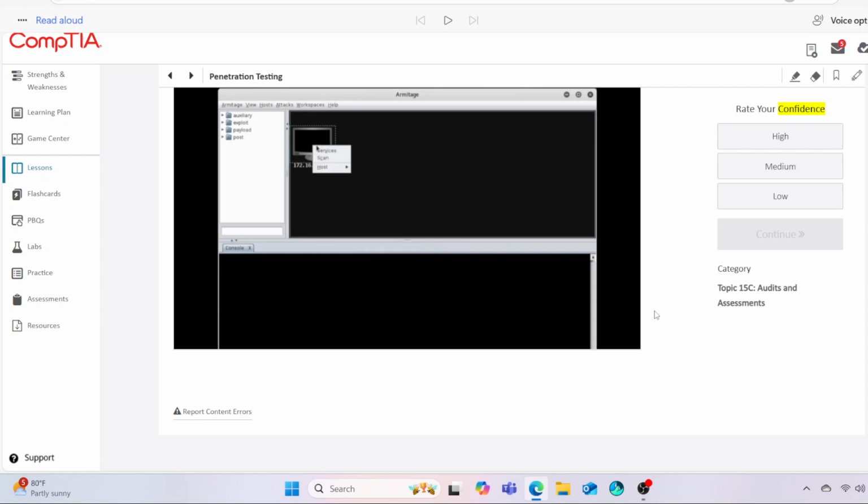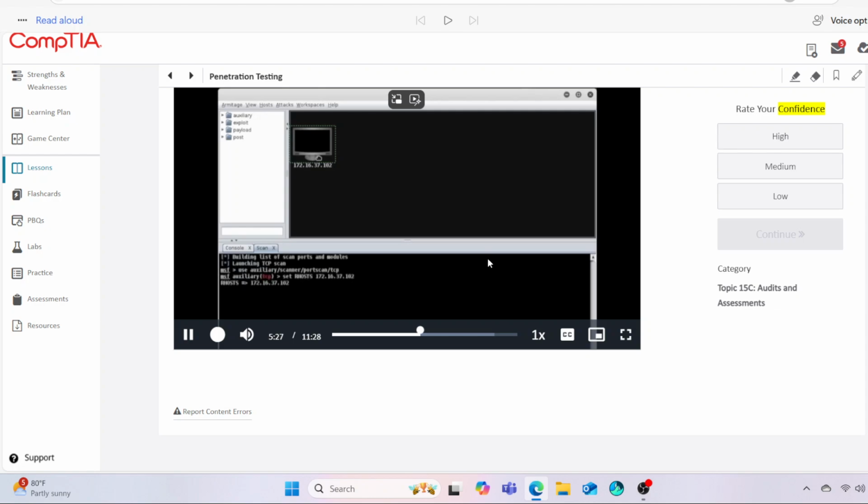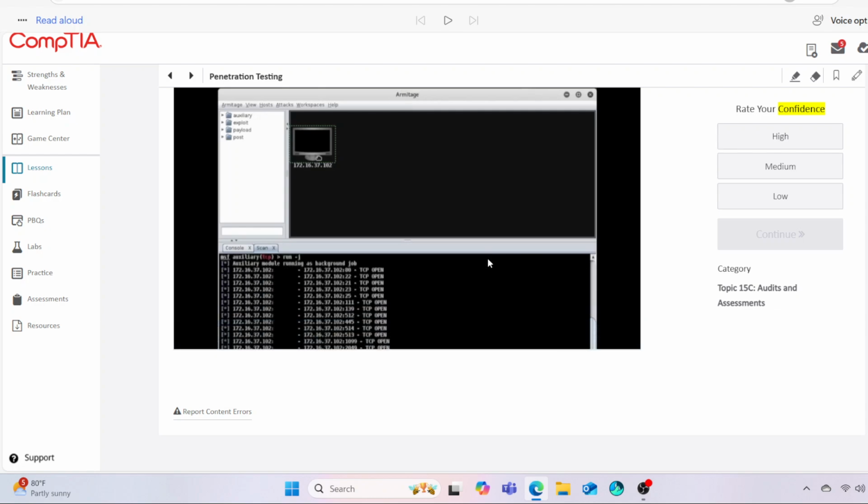But if I right-click on that host, I can scan it. Now, it'll look for all the open ports, and you can see a variety of open ports that are coming up here.